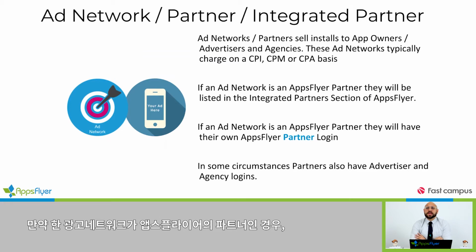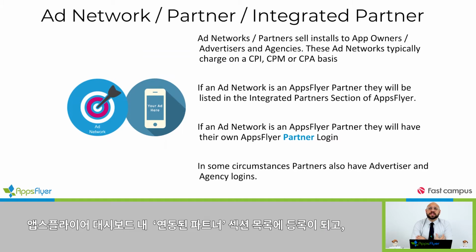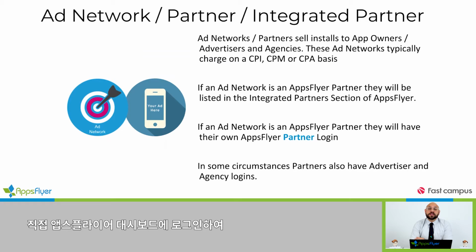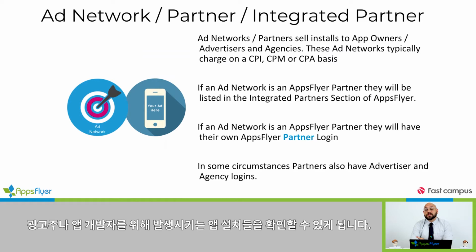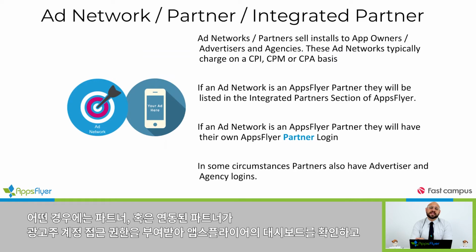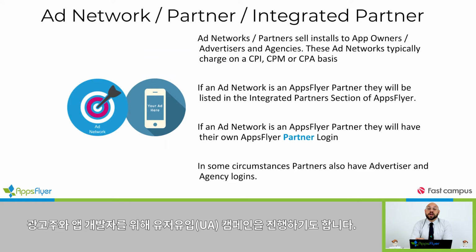If an ad network is an AppsFlyer partner, they'll be listed in the integrated section of the AppsFlyer dashboard. This also means that partner will have their own login to the AppsFlyer dashboard where they can see the installs that they are creating for an advertiser or app owner. In some circumstances, integrated partners will also have what we call an advertiser login, where they can log into a dashboard and run user acquisition campaigns for an app owner or advertiser.